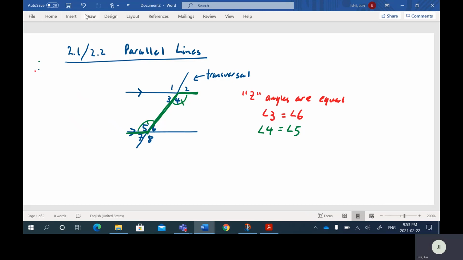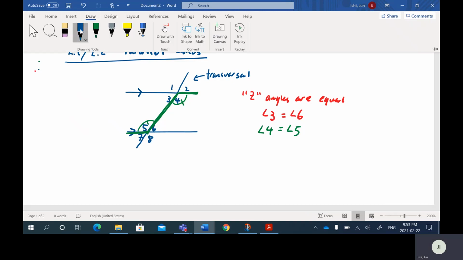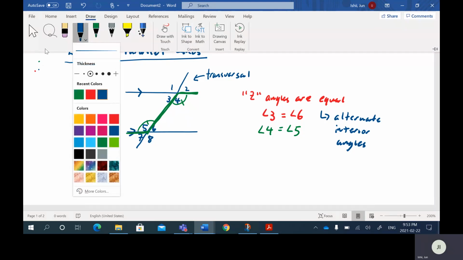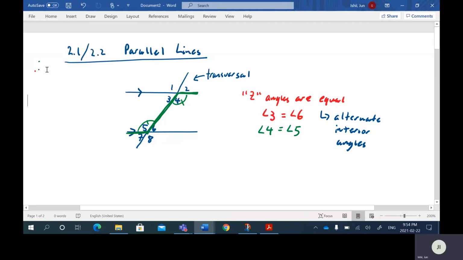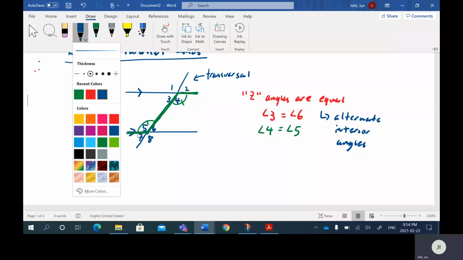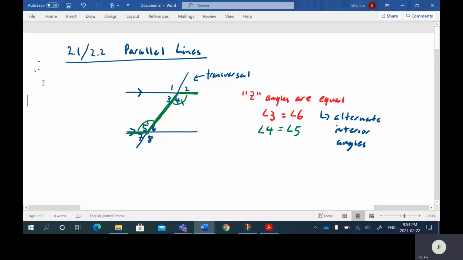Terminology-wise, these are called alternate interior angles. Whenever you have two angles that form the letter Z or a backward Z, which is an S, those two angles will be equal. So that's the first set. The best way to memorize these is by remembering the letters. Just remember two angles that form the letter Z, as long as the top line is parallel to the bottom line, they will be equal.